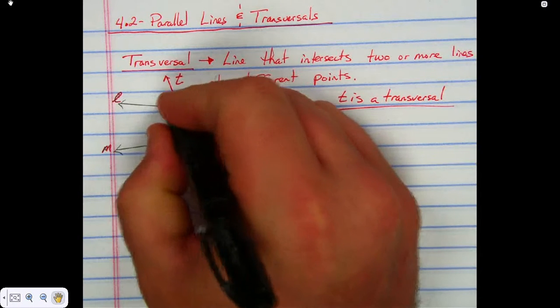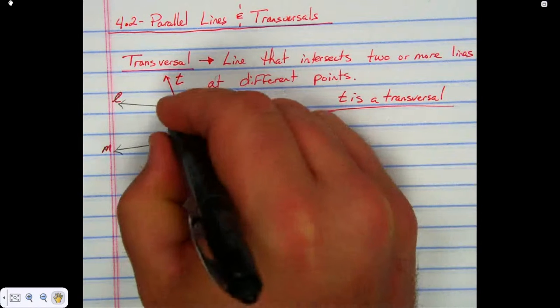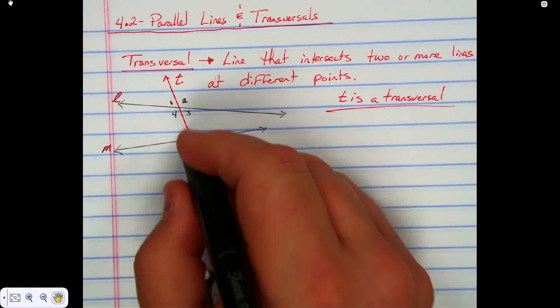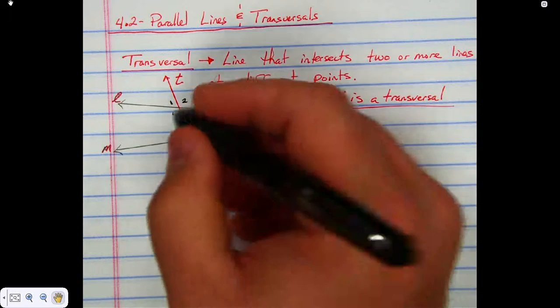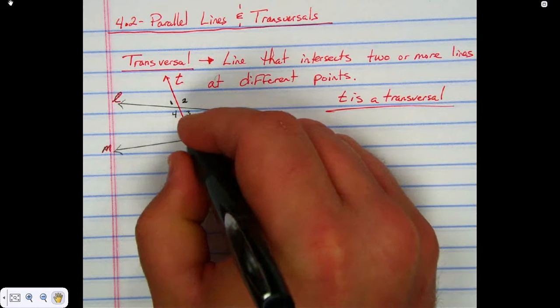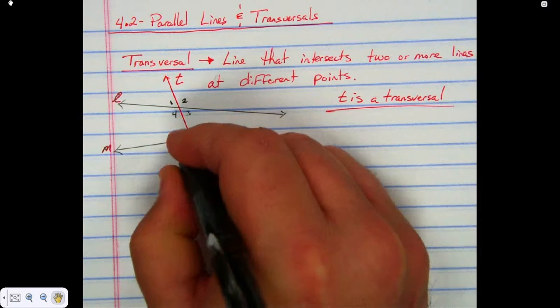Four. Call this angle 1, angle 2, angle 3, and angle 4. When the line got down to here, how many angles did it create? Four. We'll call this angle 5, labeled the same way I do, angle 6, angle 7, and angle 8.